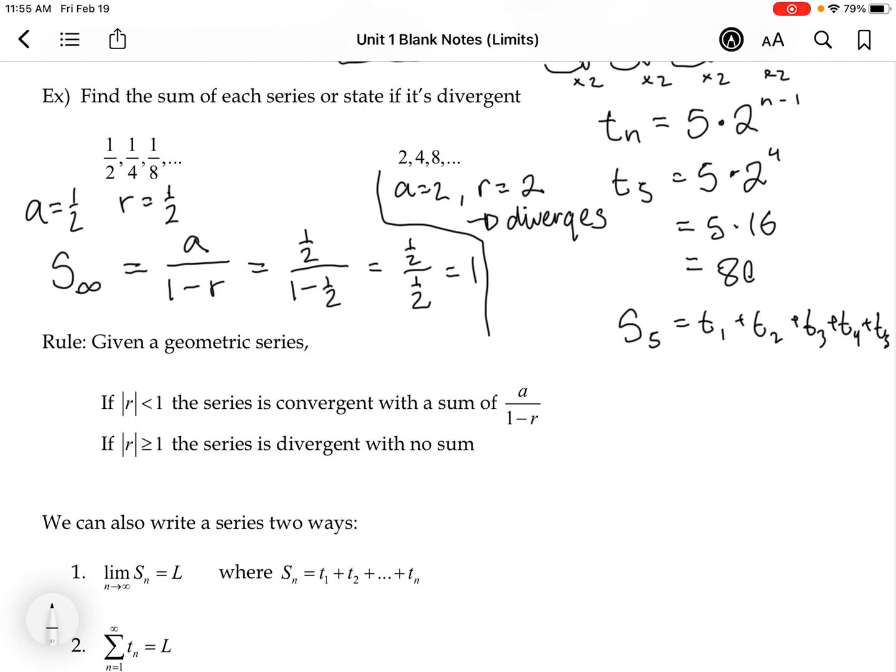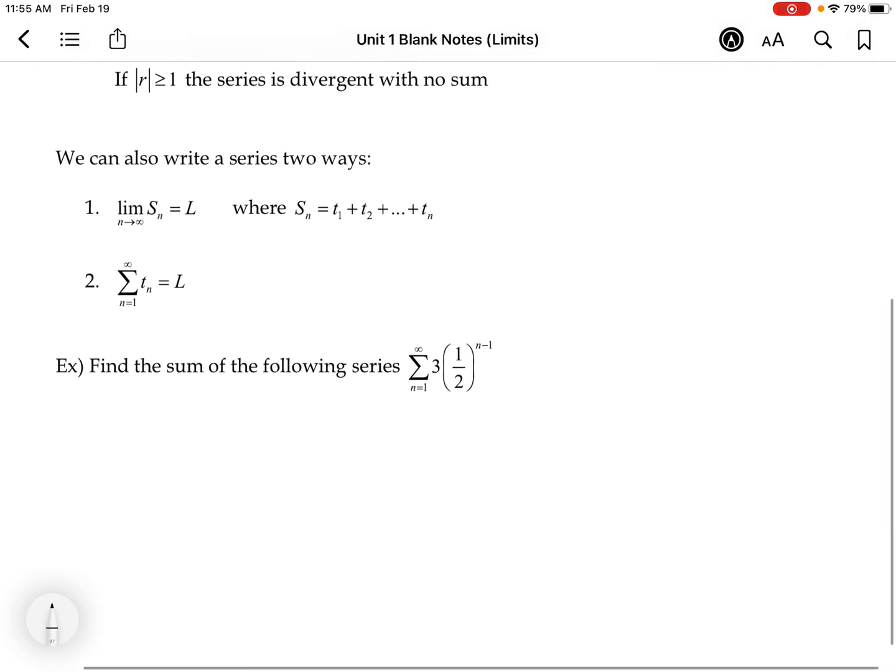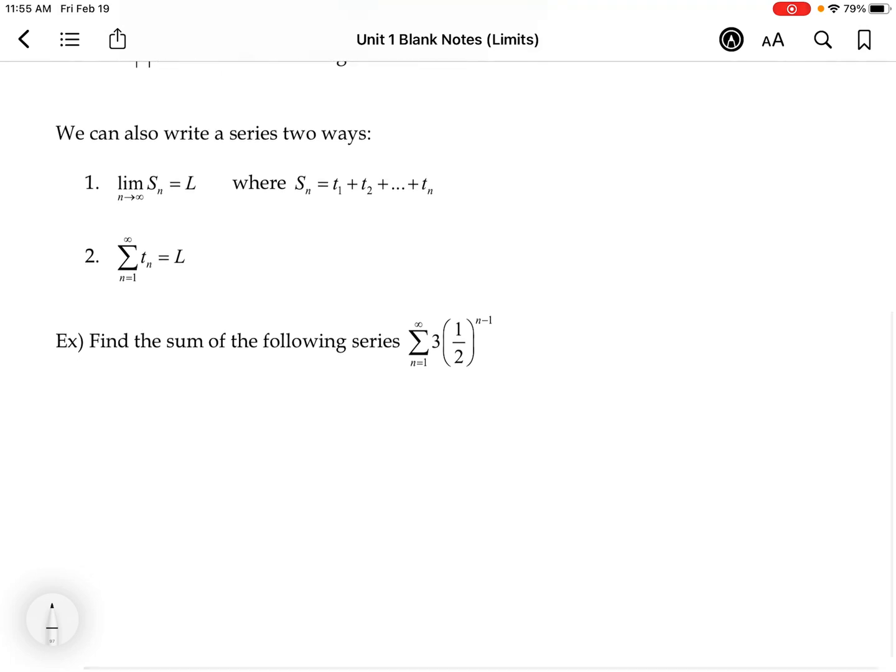Okay, now what we're going to do today is introduce, or reframe this, I should say, in terms of limits. So another way that we can look at series is the limit of Sn, the nth term of a series as n approaches infinity, right? So we're looking at S infinity is equal to L. That's the sum of the series, okay? So that's one way that we can look at it.